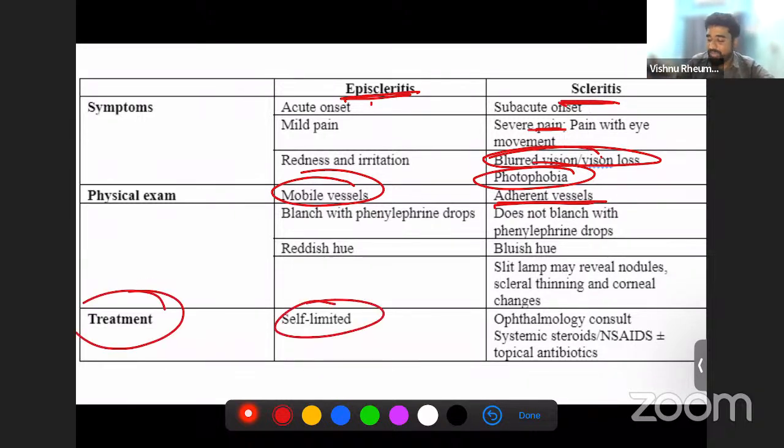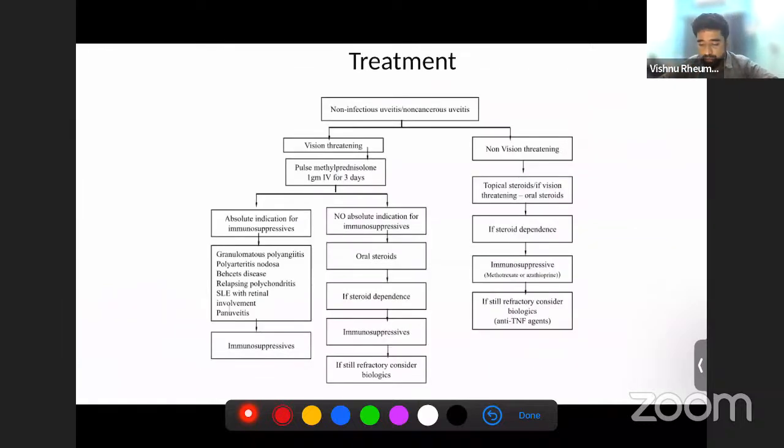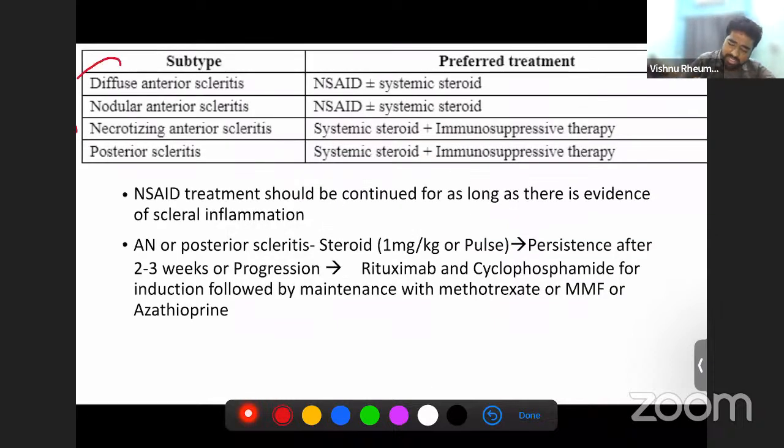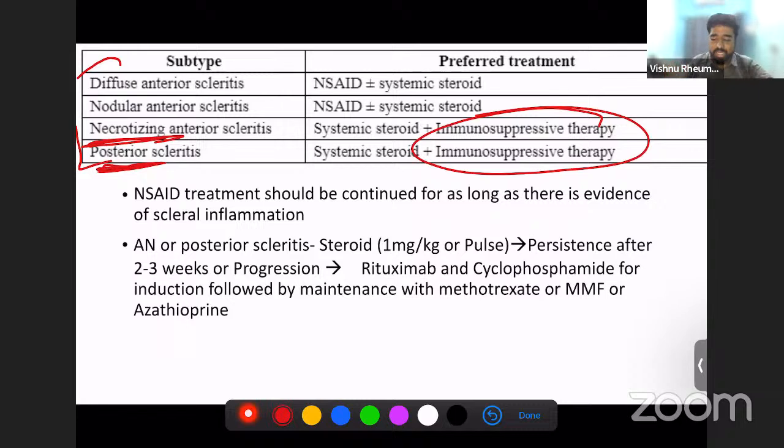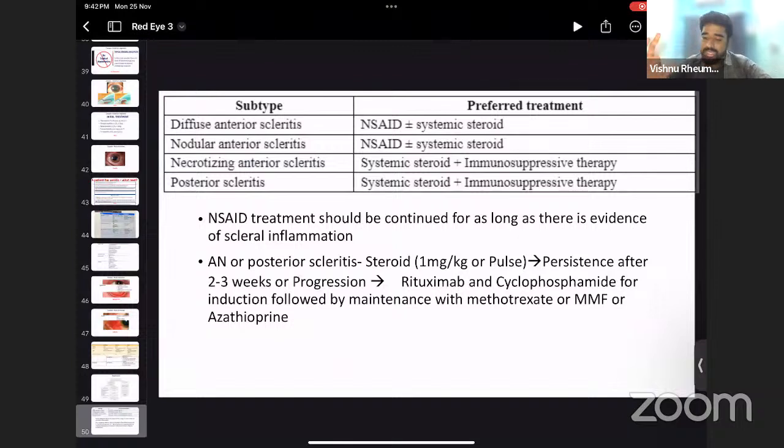Treatment in episcleritis is self-limiting, while in scleritis you should use immunosuppression. So overall, depending on whether it is vision-threatening or non-vision-threatening, you will use systemic immunosuppression or not. If it is vision-threatening scleritis, then definitely you will go for systemic immunosuppression. If it is non-vision-threatening, you will use predominantly topical therapy. So this is a little bit of in-depth treatment of your scleritis. The main thing that you should remember is, if it is vision-threatening, if it is necrotizing, if it has posterior involvement, then you will go for systemic immunosuppressive therapy. Otherwise, the main thing is your NSAIDs only. So this is with respect to your red eye, right?